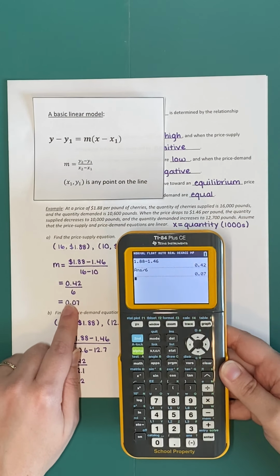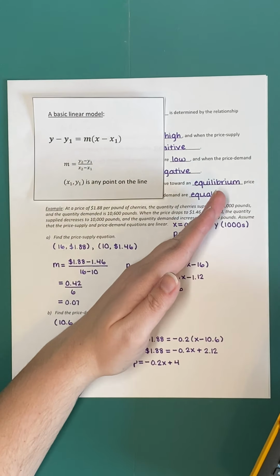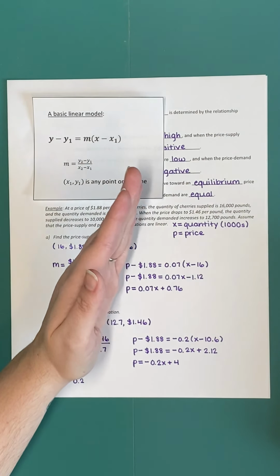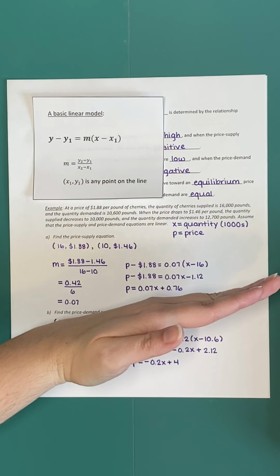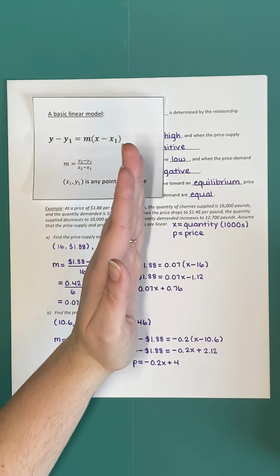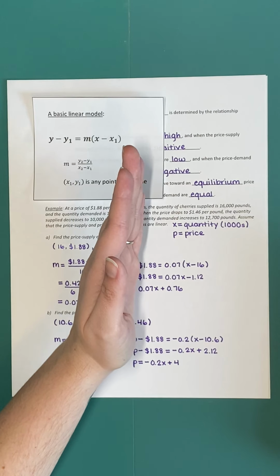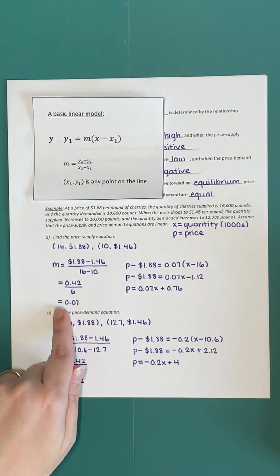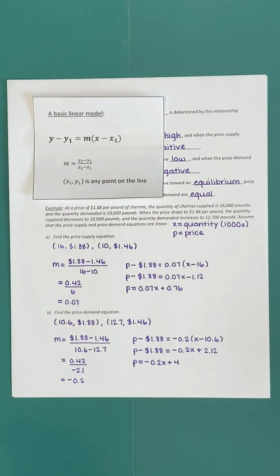Now that's a positive number. That means our line is sloped upward. So because this number is small, it means it's sloped upward and it's not very steep. The higher the value, the more steep the line is. The closer the value is to 0, the closer it is to a horizontal line. But it is sloped upward going left to right.